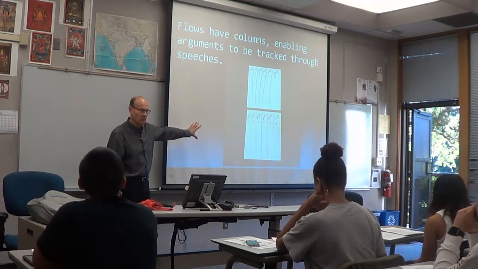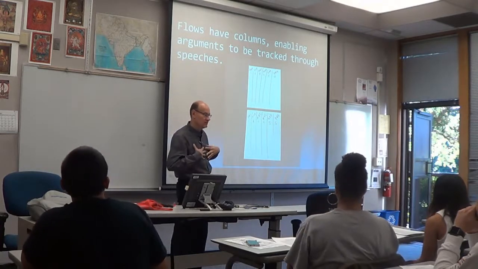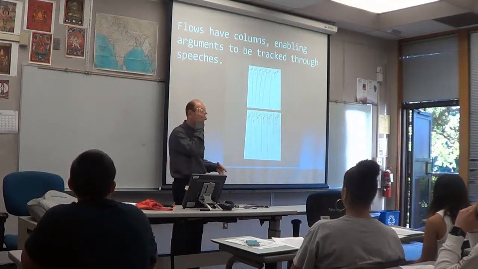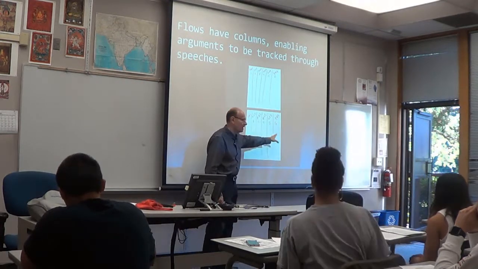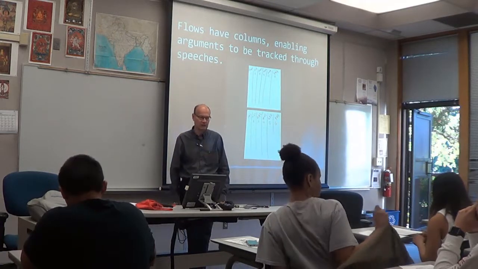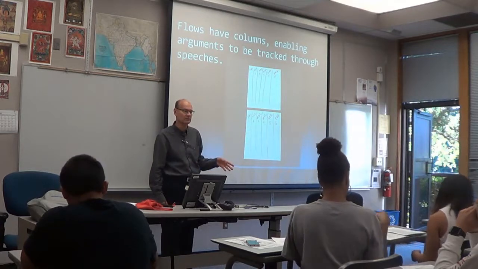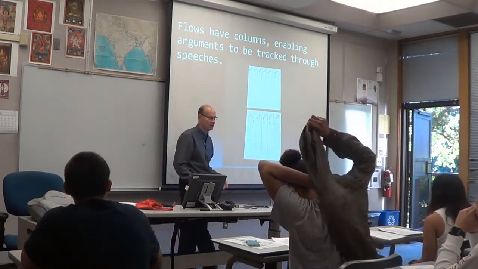When you flow, you should do it on 8.5 by 11 paper, would be my suggestion, because you're going to use a lot of it, and the larger the paper, the more you waste. But you kind of need a minimum size of 8.5 by 11. And you should draw columns down that piece of paper corresponding to the 6 speeches you all learned about last hour. Okay? Prime Minister, Leader of Opposition, et cetera, et cetera.